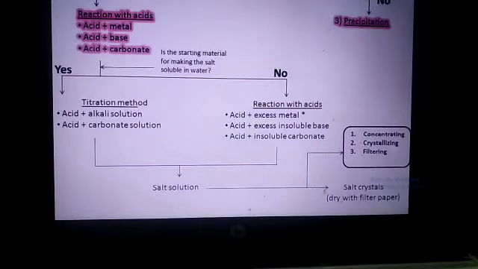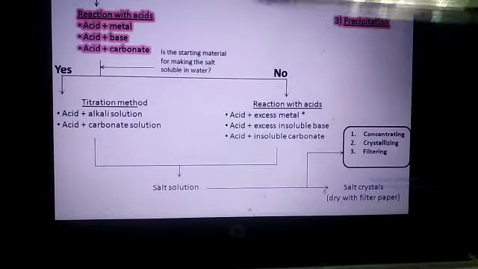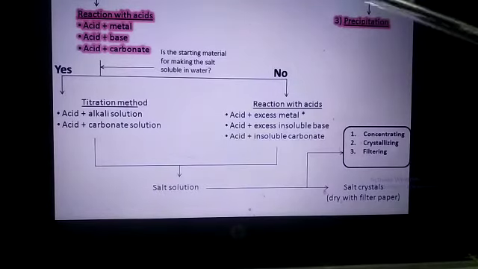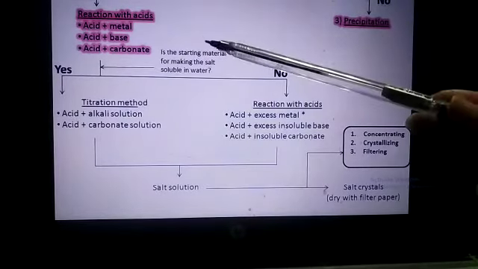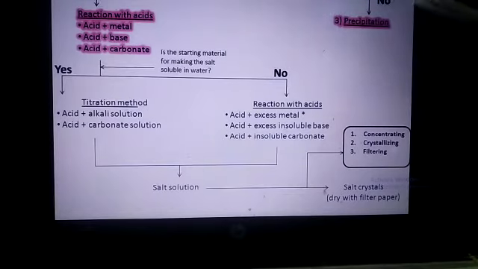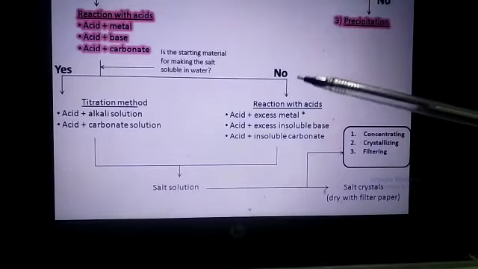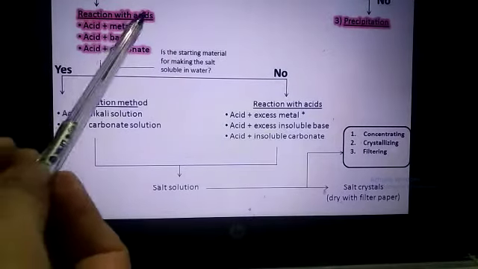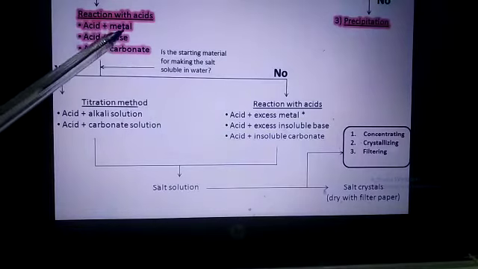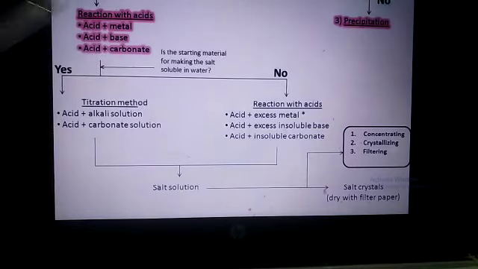Now, for the methods for the preparation of salt, the thing we have to keep in mind is soluble salts and insoluble salts. So we use a different method for the preparation of soluble and insoluble salts. If the salt is not soluble in water, then we use the precipitation method. If soluble, then we further use two methods. The one is reaction with acids: acid with metal, acid with base and acid with any carbonate.